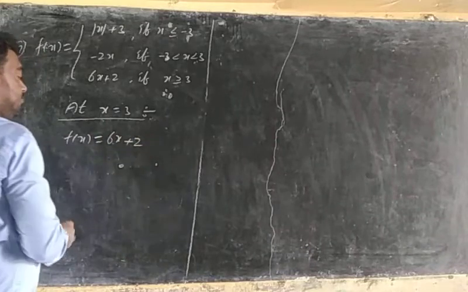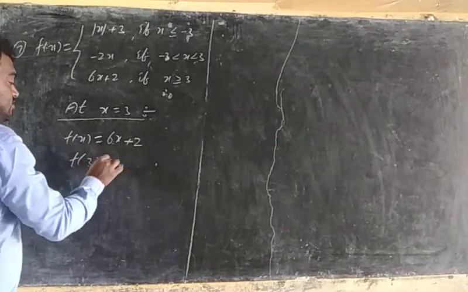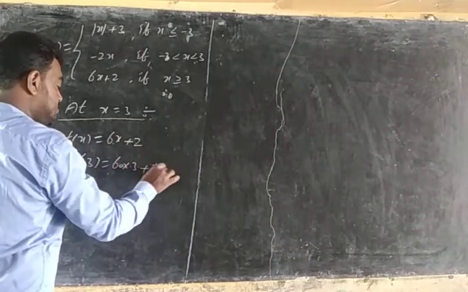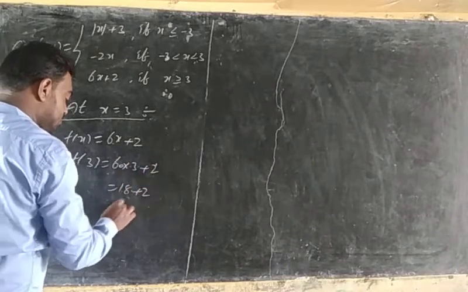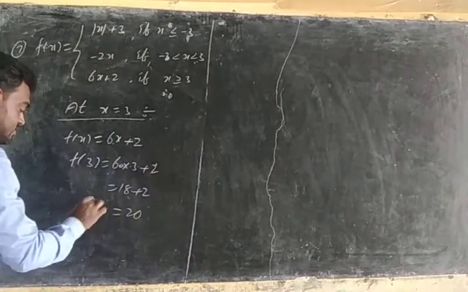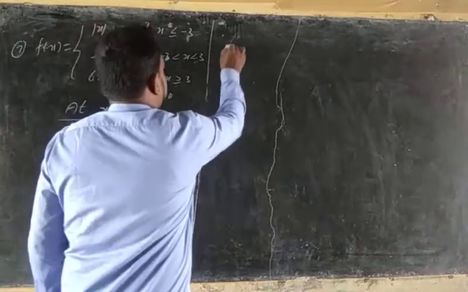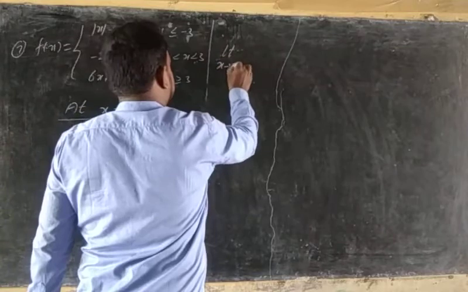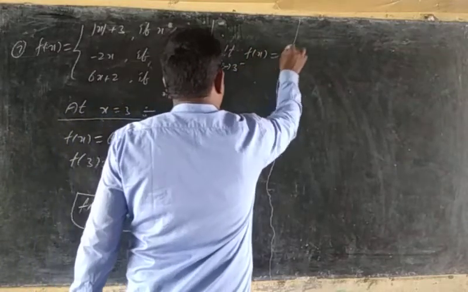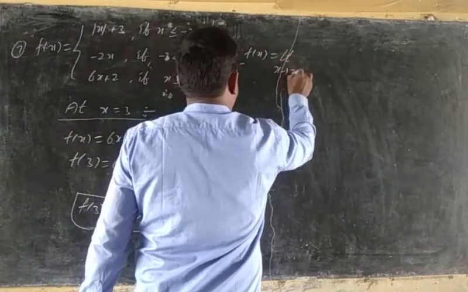6x plus 2. So f of 3 is equal to 6 into 3 plus 2, 18 plus 2. That is 20, which is f of 3. Now limit x tends to 3 minus of f of x is equal to limit x tends to 3 minus.